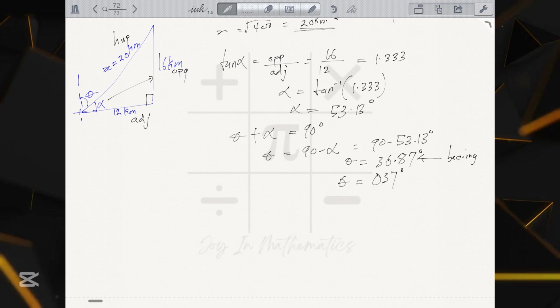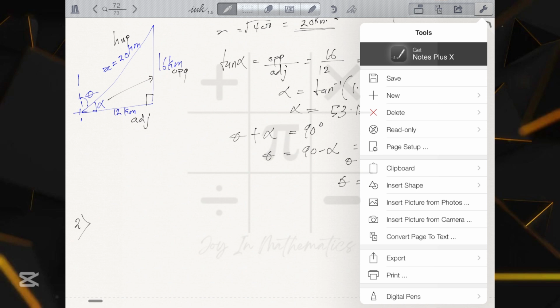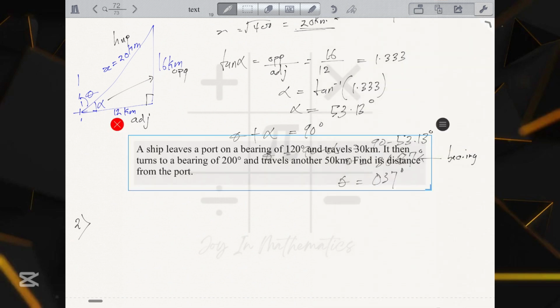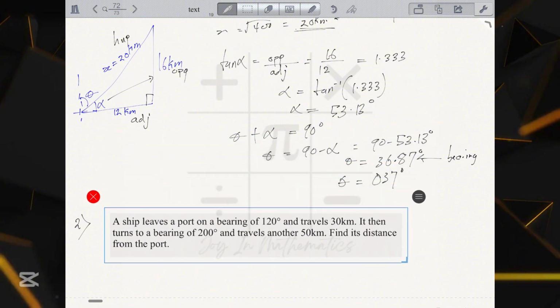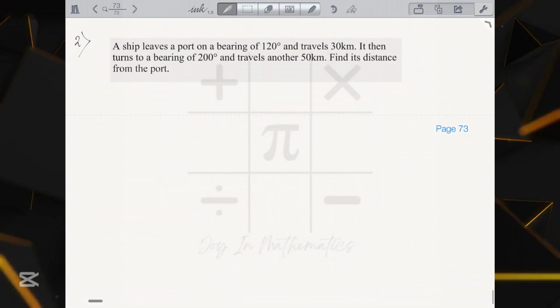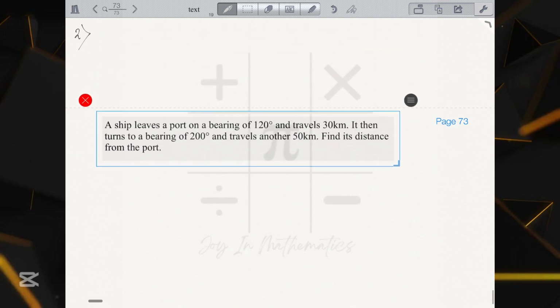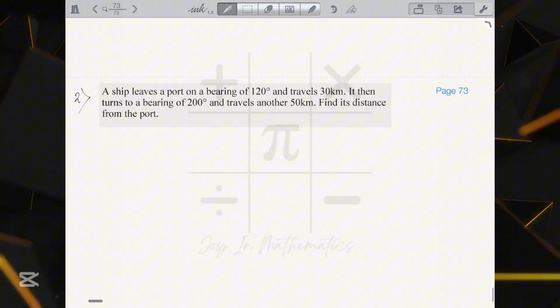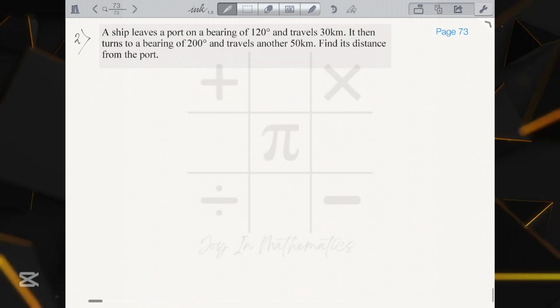Now let's take another example. Question number 2. Now this is a very interesting question. Let's move it down to the next page, because it shows two different bearings. We have a bearing of 120 degrees, and also a bearing of 200 degrees, which we'll have to depict in a diagram. So the first question says a ship leaves a port.